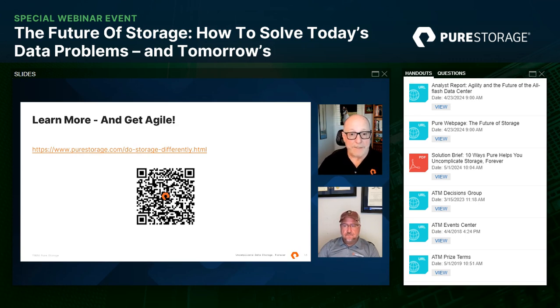But with that, I'd like to open it up to some questions that we got while we were going through, and just looking at a couple of them here. It looks like one is, why does AI pose a challenge to data storage?